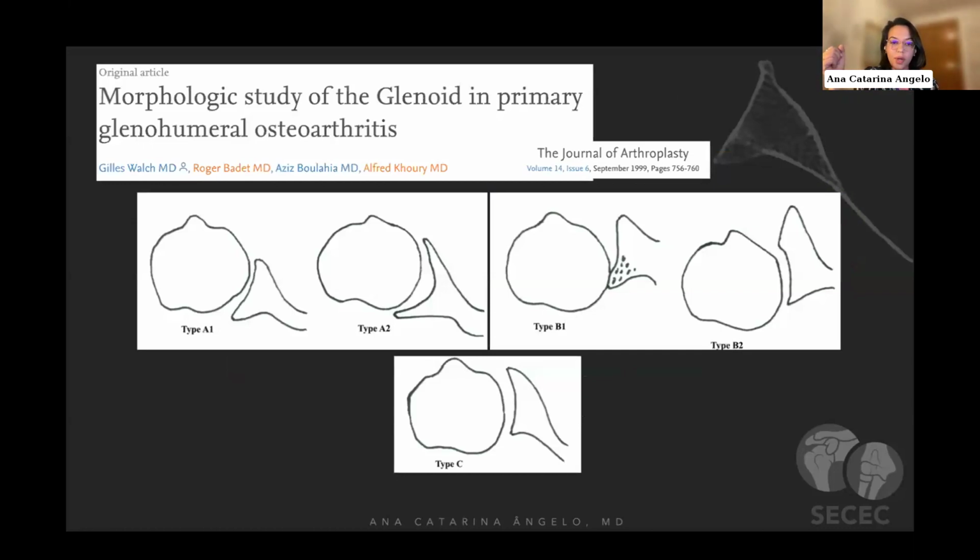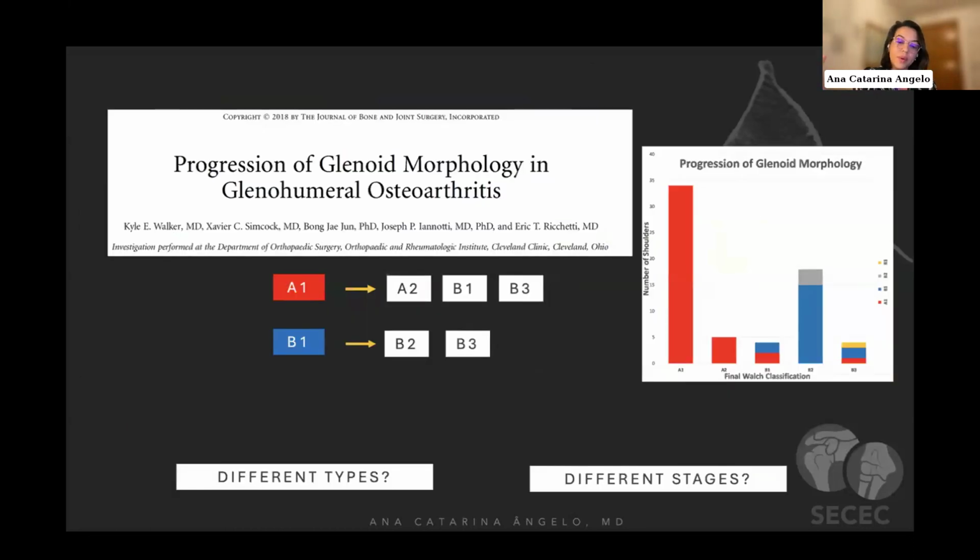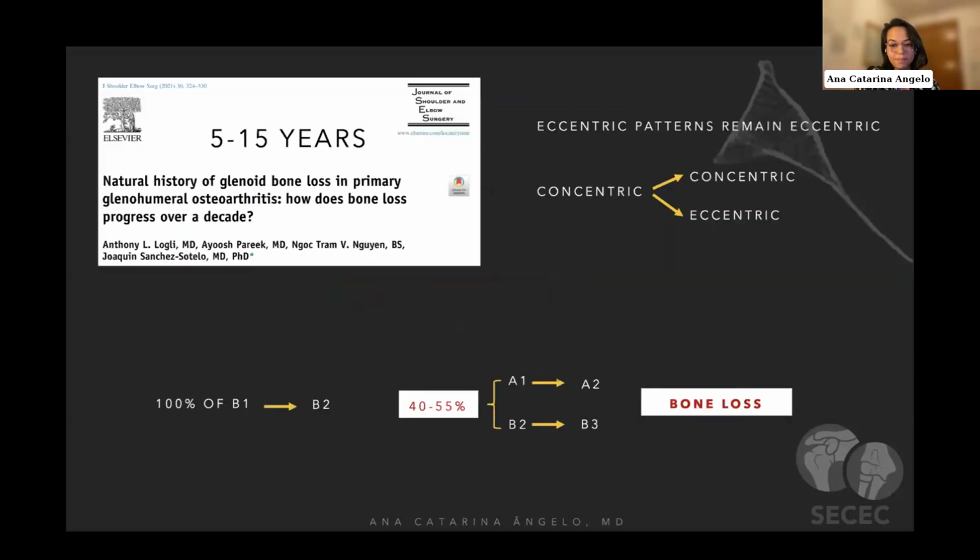We all know very well the Walch classification of primary glenohumeral osteoarthritis. This was described in 1999, initially with 3 types, type A, B, and C. Later, 2 types were added to this classification: the D type, which is an anterior wear, and the B3 type, which is a uniconcave posterior wear. What we know nowadays is these are not different types of glenoids but different stages. You caught this patient in a specific stage of the natural history of their disease.